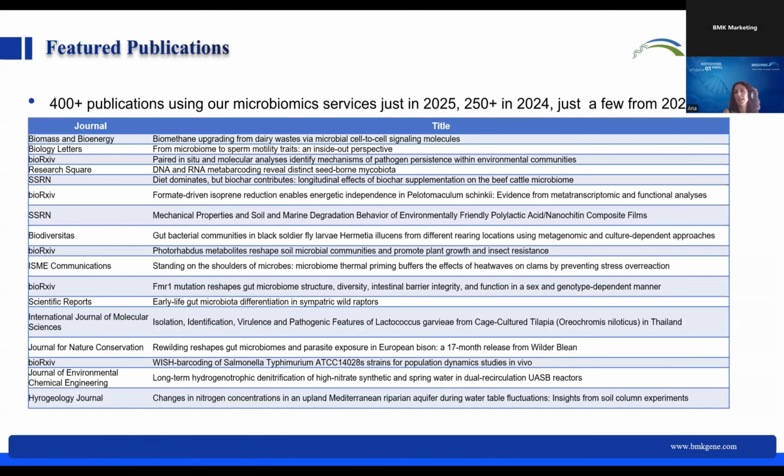So this is just one example of a published paper that came out of services that we provide. But just in the last year, we had over 400 publications using our microbiome services that came out of our microbiomic services. In 2024, there were over 250 publications that use our microbiomic services. And I just put here a table with a few examples from this year, but it's not complete. It's just a few examples.